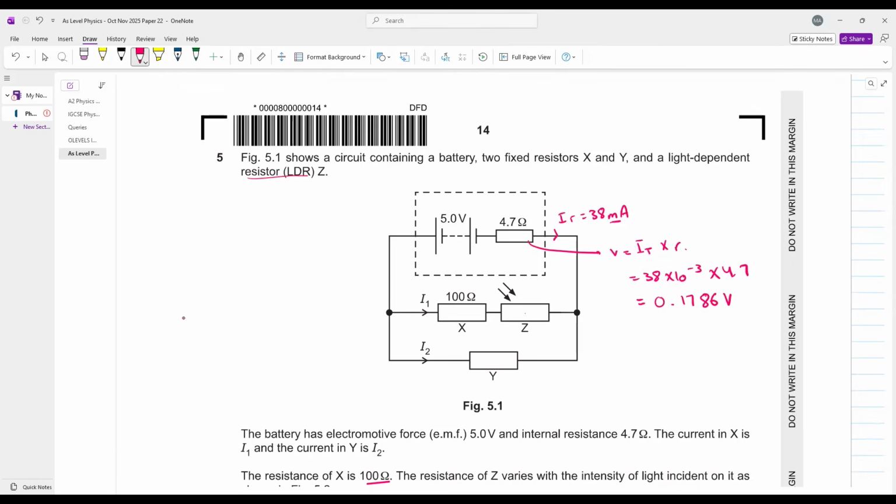0.1786 volts. What is your total EMF? 5. Can you calculate the terminal potential difference? EMF minus the voltage consumed by the internal resistor. 5 minus 0.1786. निकालो जरा answer. Yes, the answer for terminal potential difference comes out to be 4.8 volts. That means ये वाली branch will also receive 4.8 volts. This branch will also receive 4.8 volts.